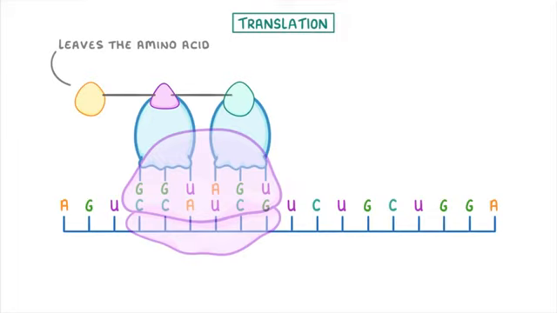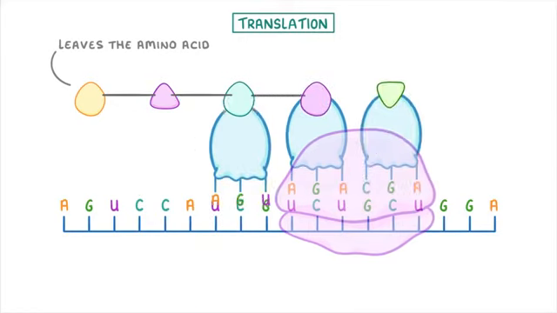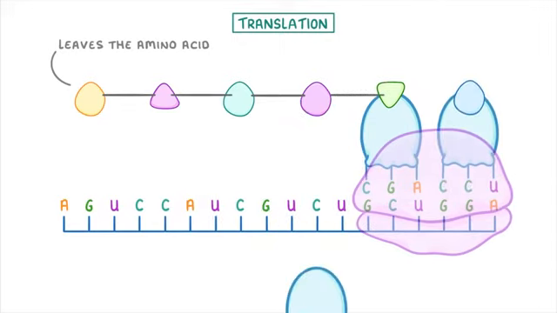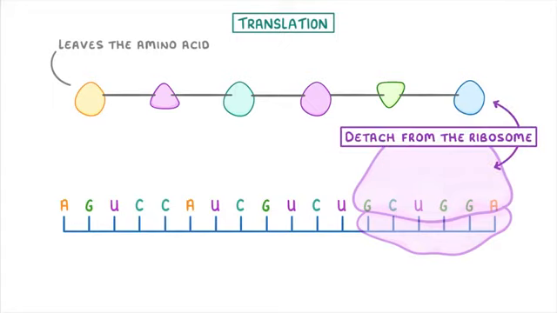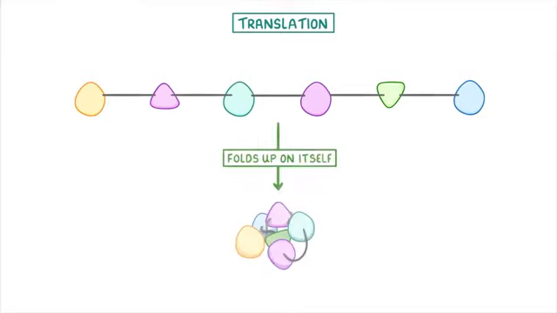This same process then repeats all the way along the chain, until the ribosome reaches the very end and has joined together a complete chain of amino acids. At this point, the amino acid chain will detach from the ribosome. And then finally, the chain can fold up on itself to form a protein.